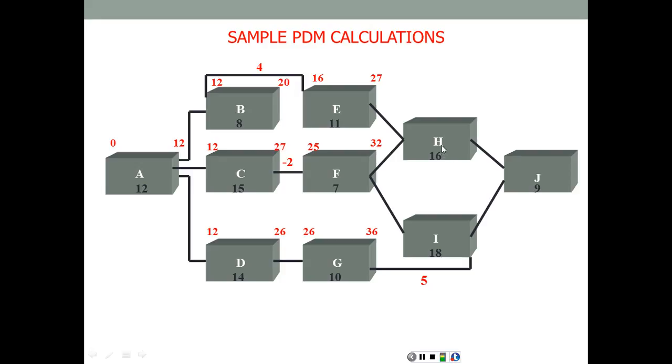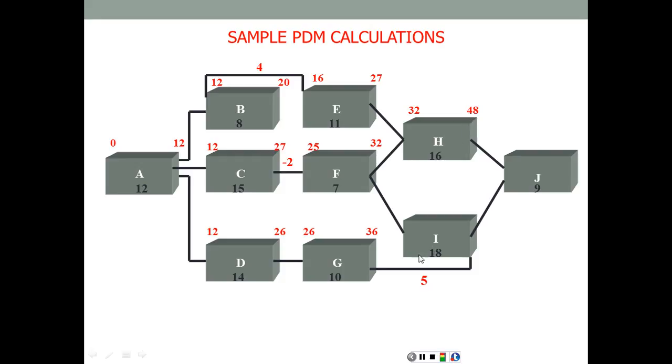Going to activity H, it has two immediate predecessors, E and F, and the dates coming from E are 27 and from F 32. This is the forward pass, we're moving forward, therefore we're going to take the larger of the two numbers. So the start of activity H is going to be day 32, with a duration of 16, it is going to end on day 48.